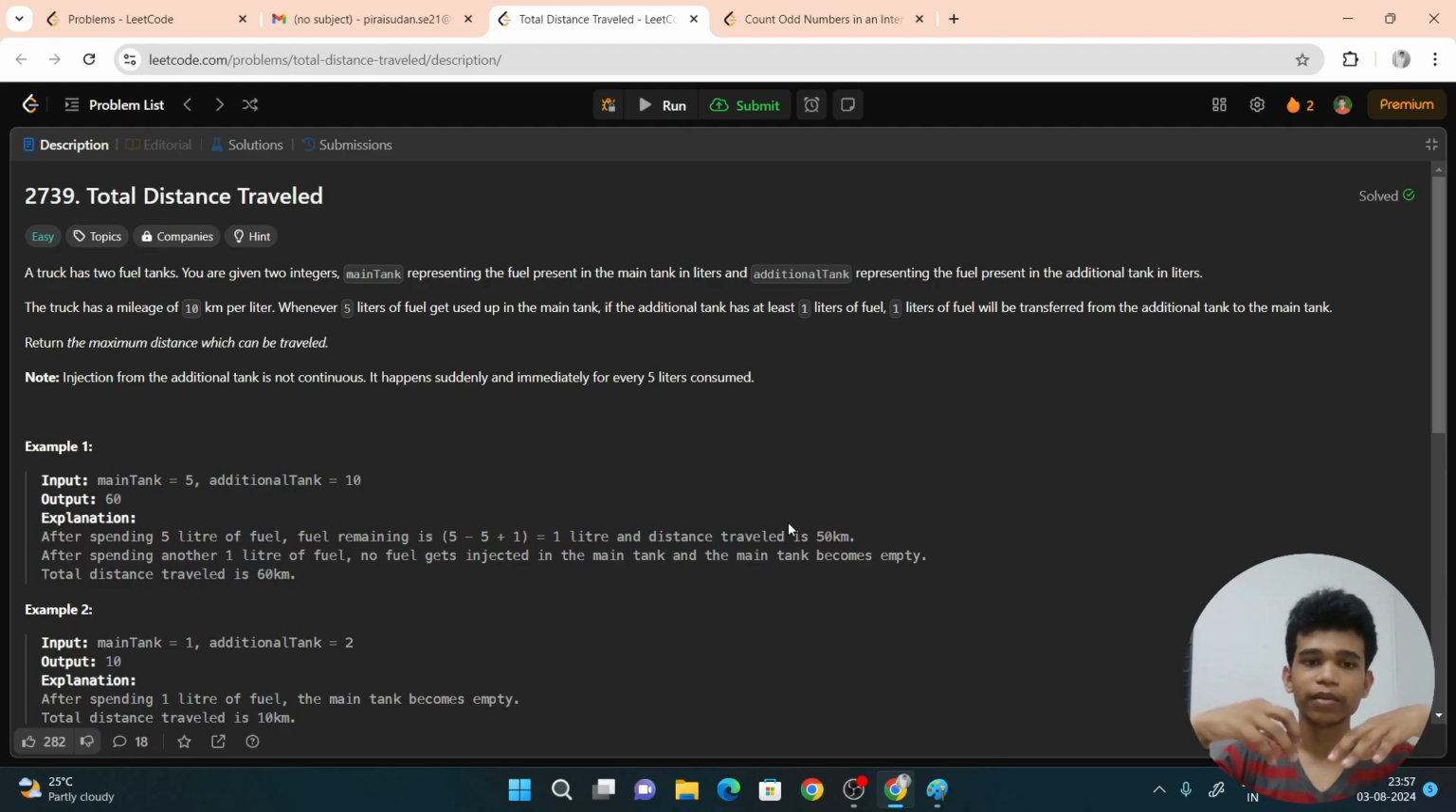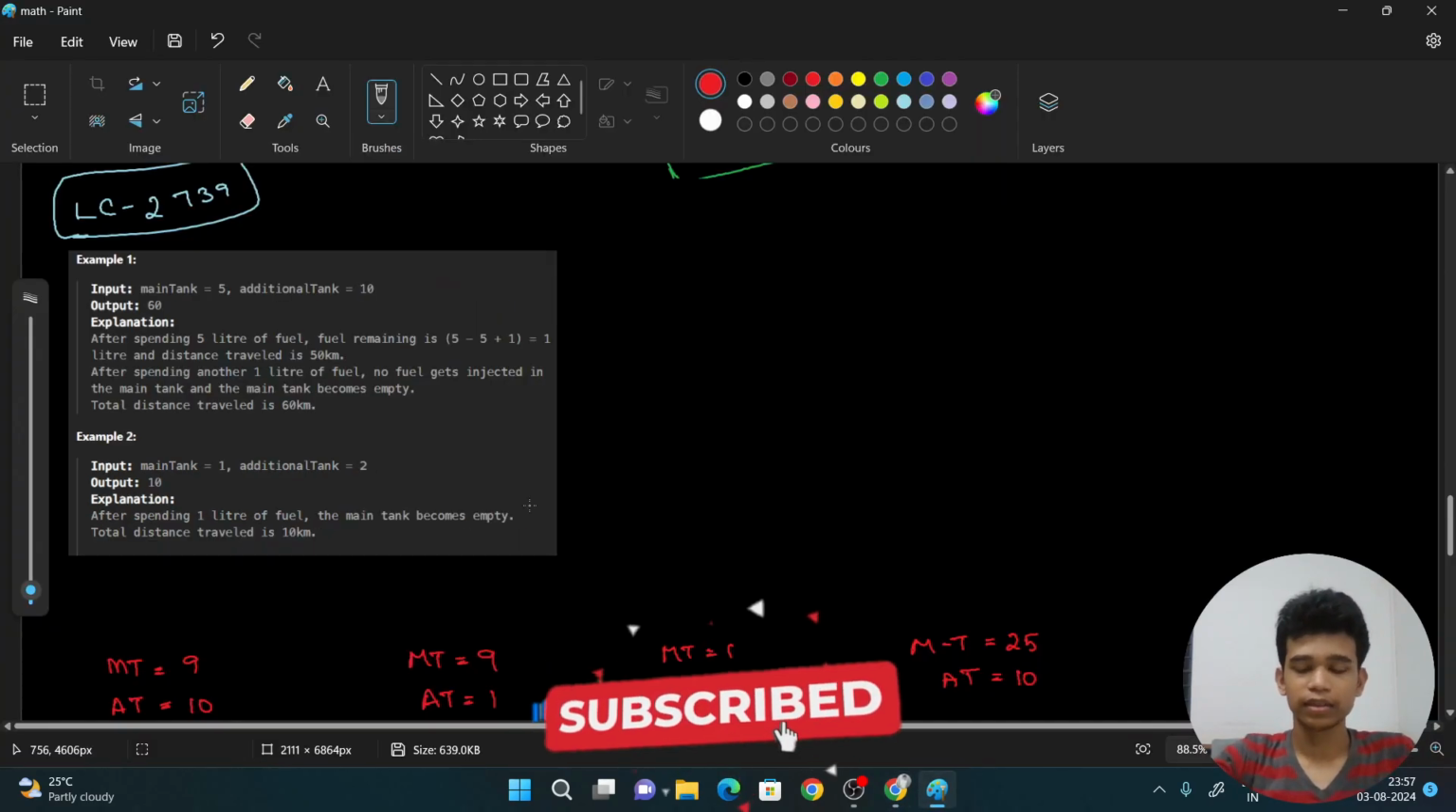Whenever we consume 5 liters of fuel from the main tank, 1 liter of fuel is transferred to the main tank from the additional tank, if there is at least 1 liter in the additional tank. That's what the question states. The transfer from the additional tank to the main tank is done immediately; it doesn't take any time. They are asking us to find the maximum distance we can travel.